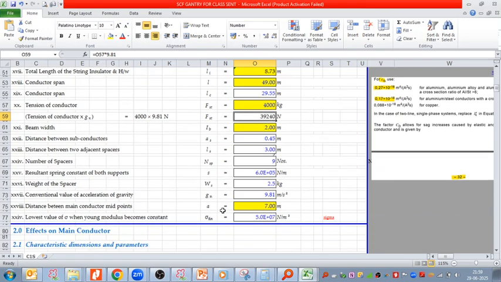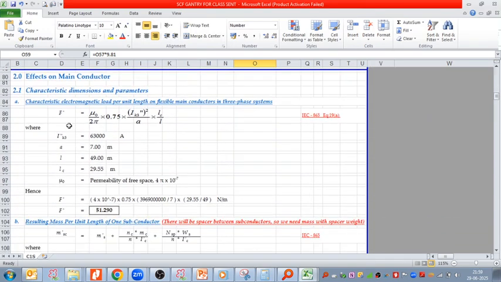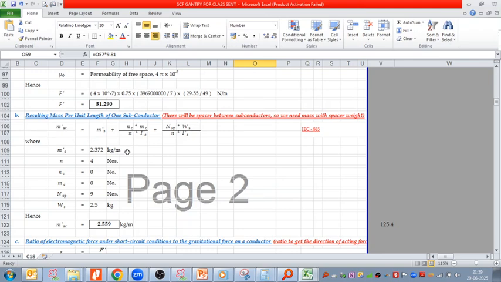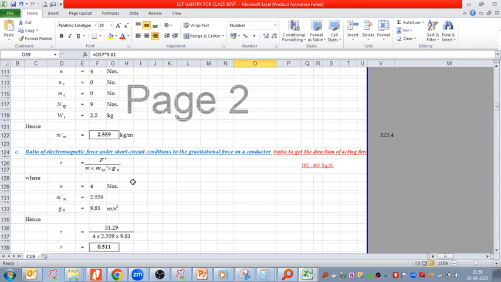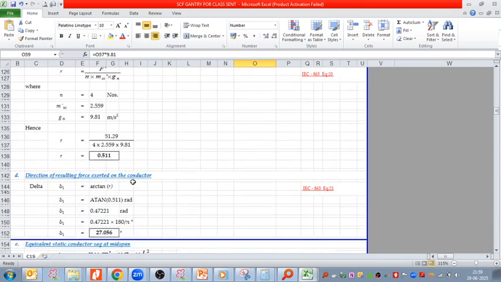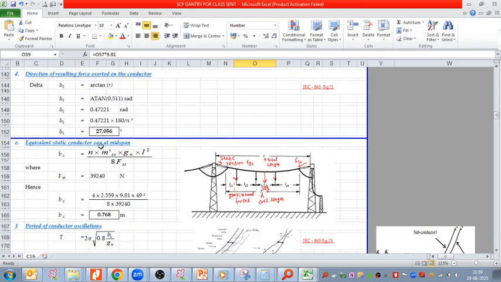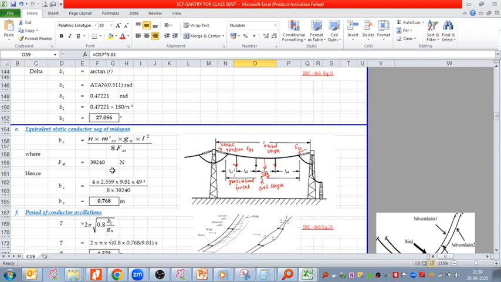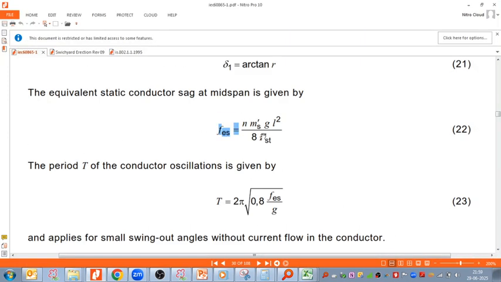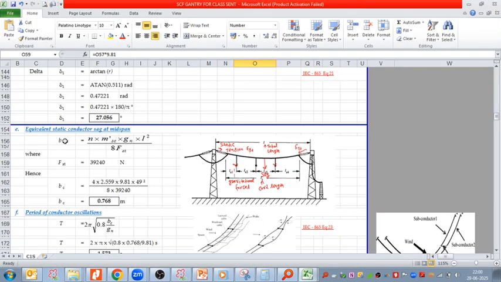FST, NSP, SWSG. So F is my electromagnetic force, and then resultant mass. Okay, so the ratio that I'm calculating, and then direction of force, equivalent static conductor sag. This is the sag at midpoint. Yes. So this is your FES you are telling, I'm telling in some other way. So I'm putting the same formula, but I have used this symbol BC to calculate the equivalent static conductor sag at midpoint. BC is my FES.